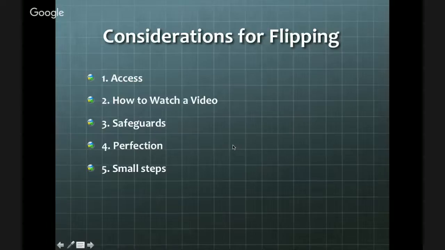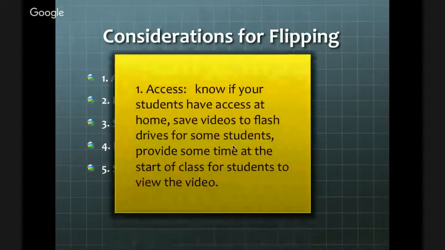So just as you're considering some of the options when you're flipping your room, we take a look at access. So really knowing and understanding your students, whether they have access at home to be able to view the videos. Some options, if you have a few students who don't have access, you could provide those videos onto flash drives for them. You could also set up times at the beginning or start of your class for them to come in and view those videos.